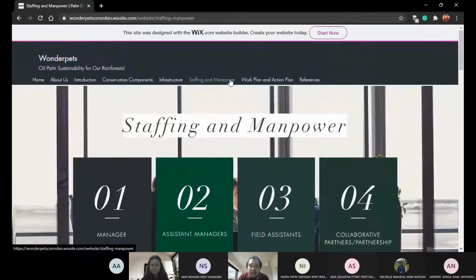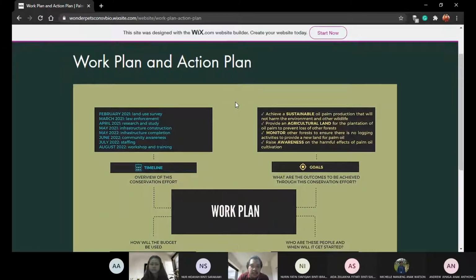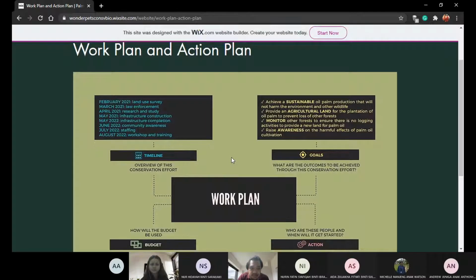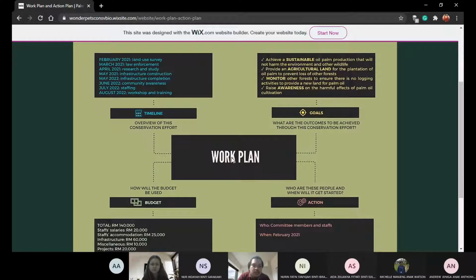Next is the work plan and action plan. For the first one, the timeline or the overview of the conservation project. It started in February 2021 with the conducting of a land use survey and ends in August 2022 with a workshop and training of our staff.